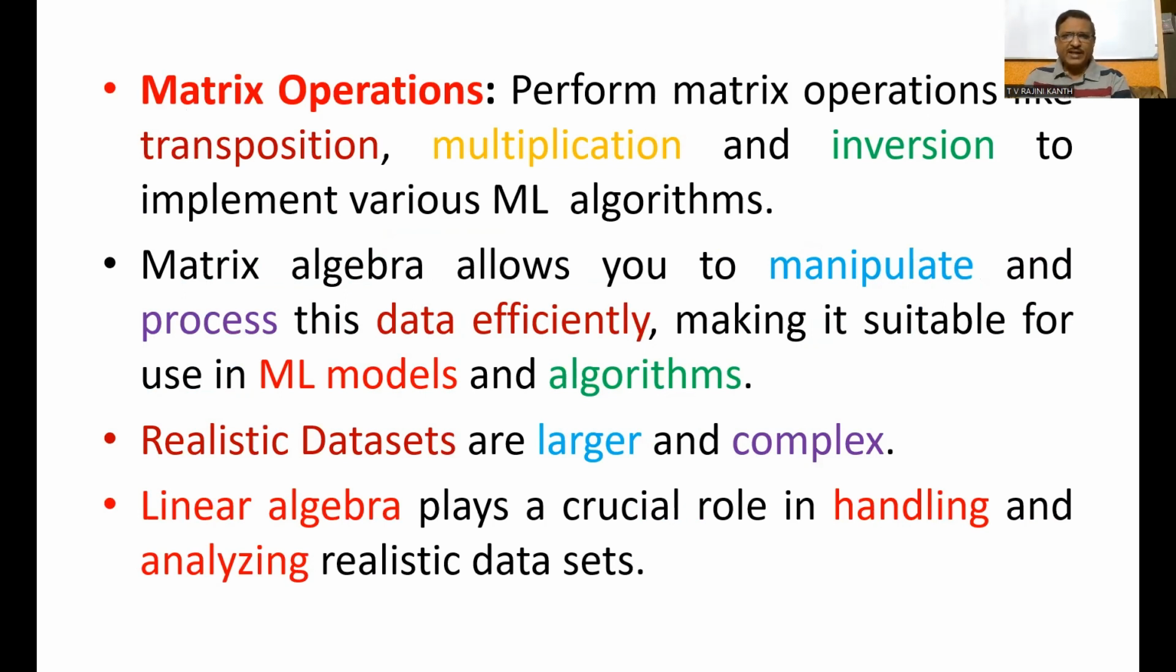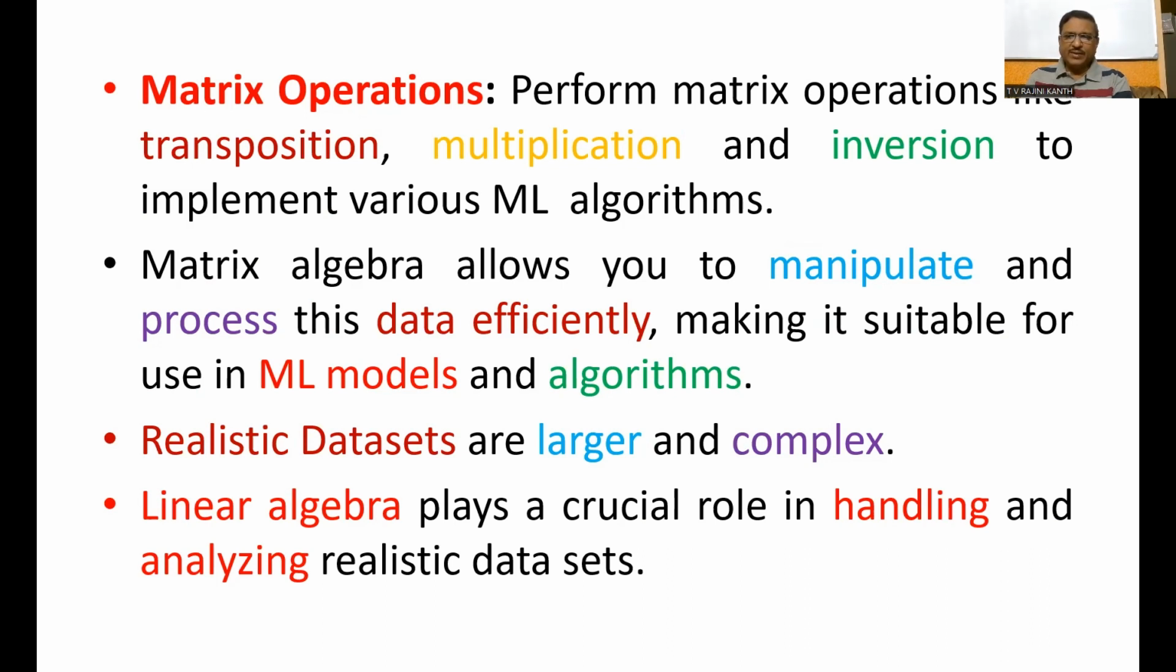Matrix algebra allows you to manipulate and process this data efficiently, making it suitable for use in ML models and algorithms. Realistic data sets are larger and more complex. Here I showed only 6 rows and 4 attributes. Of these, 3 attributes are the input matrix and the fourth one is the target matrix. But in realistic data sets, they have 50 to 80 attributes also. And the number of data points, that is the number of records or rows, can be 1 lakh, 10 lakhs, or 1 crore also. So they are more complex in nature.